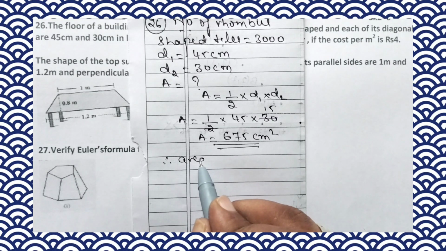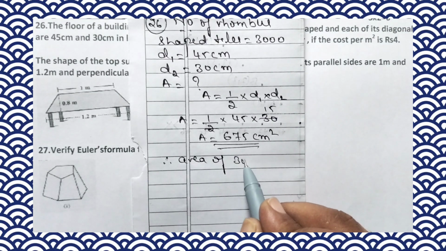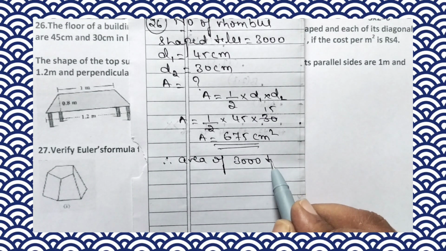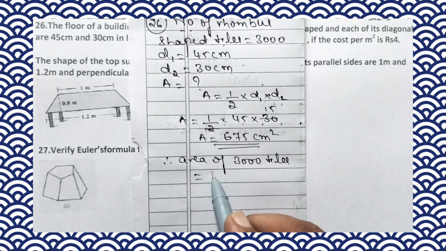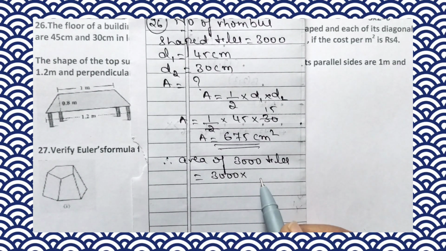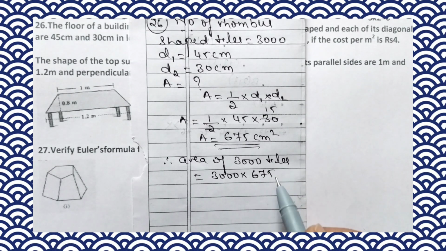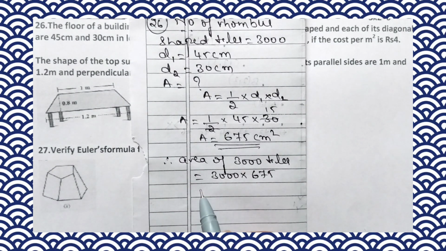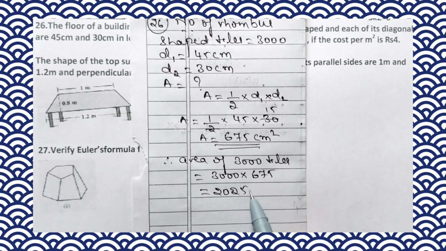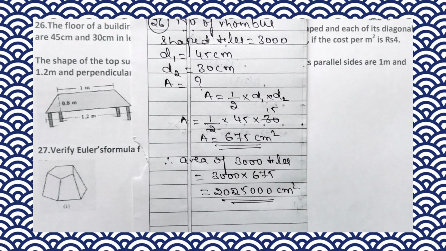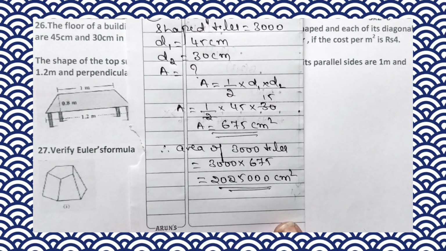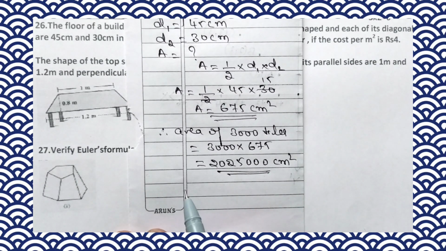Therefore, area of 3000 tiles is equal to 3000 into 675, the area of one tile. If you multiply, you will get 2025000 centimeter square. This is the area of 3000 tiles. Now let us convert this centimeter square into meter square.